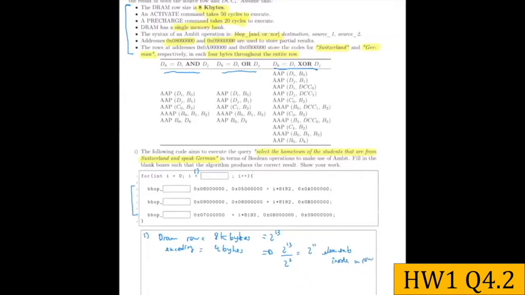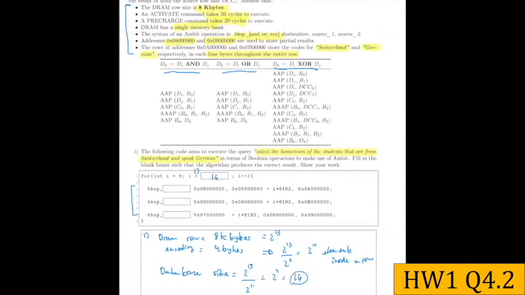So now the question is how many rows you're going to need to store all of the computation. You have that the database size is 32K, so it's 2 to the 15. And one single row stores 2 to the 11 elements. So this is going to give you 2 to the 4, which is 16. So you need to repeat this loop 16 times.